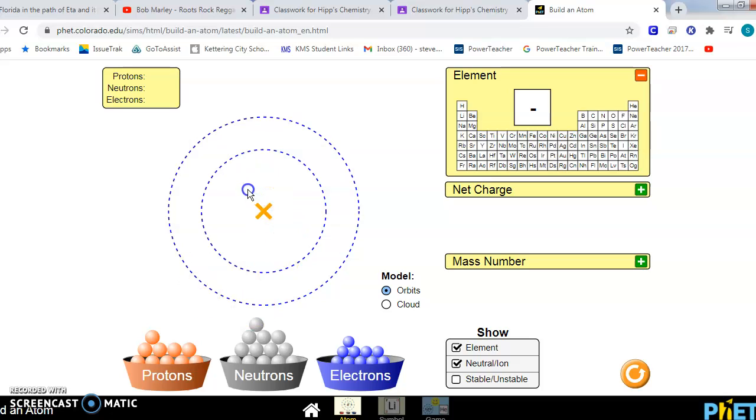But we do need to know something from this. We already learned that the inner level, the one closest to the nucleus, called the first energy level, slang term first orbit, holds 2 electrons. The second level will hold 8 electrons. That's the most it will hold. And when we get to another electron, I would have to add a third level.